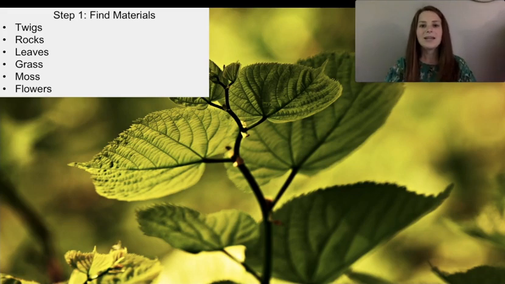Now, when you collect these materials, you can collect anything that you find outside. They could be twigs, rocks, leaves, grass, moss, or even flowers. But as you collect them, I want you to think about what you could use to slow down the melting of an ice cube. What could you do to block sunlight from reaching the ground?